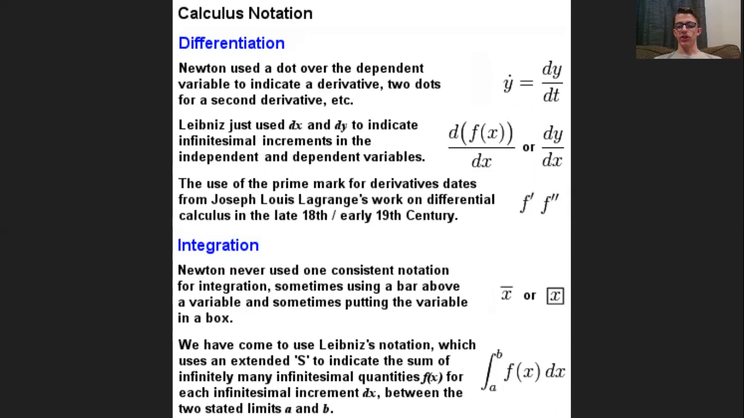I really don't know how to say his name. And then to see the difference in how Newton and the German dude had some of their stuff.